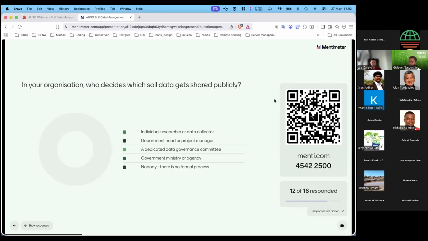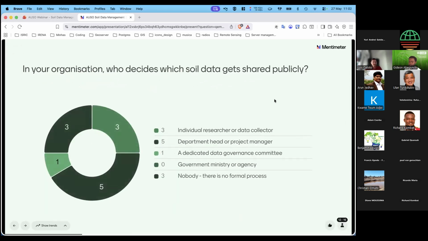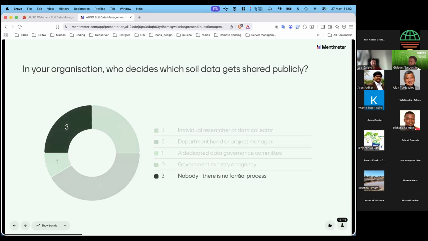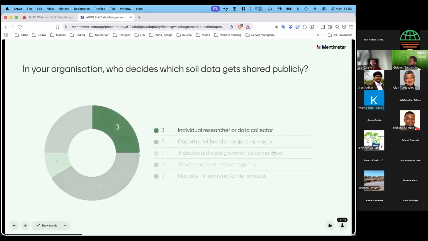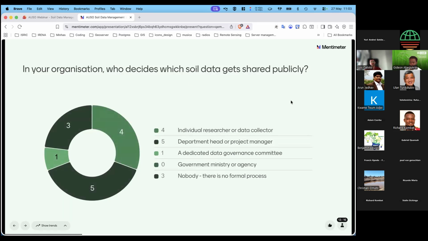Okay, let's see the responses. Quite fair, eh? I see that in most of the cases we have a department head or project manager. Okay, at least someone decides. I also see that many of you already have nobody. This is expected in a way, but this is where perhaps we need to have some action. Department head, good. Individual researcher or data collector, okay. And dedicated data governance committee, good, good. Like I said, there is no right or wrong answer here. What for me is the most important thing is that we understand that data governance is really important.